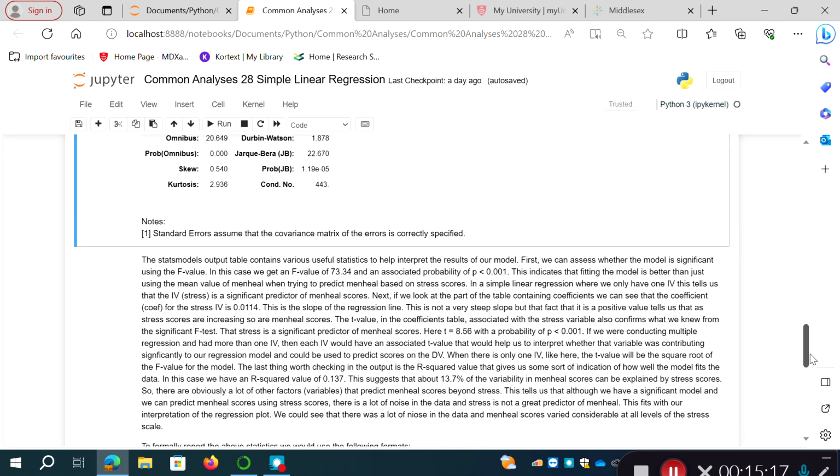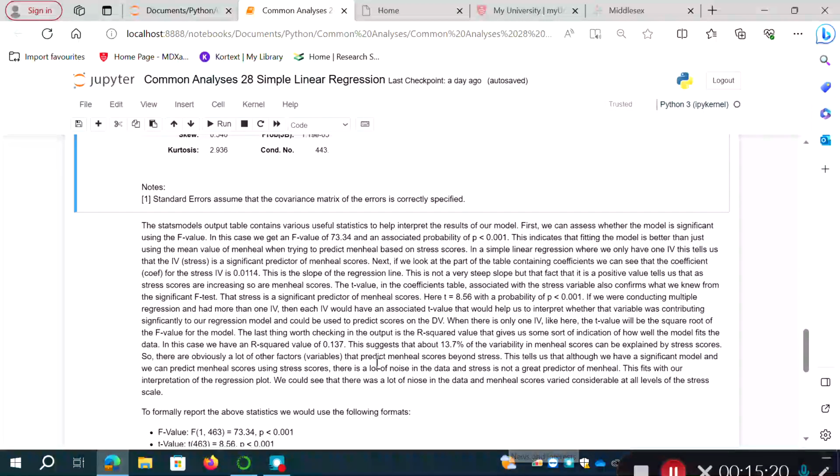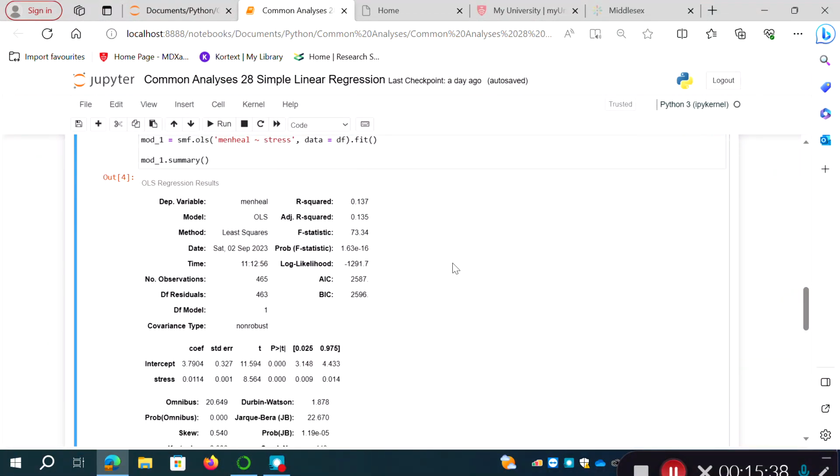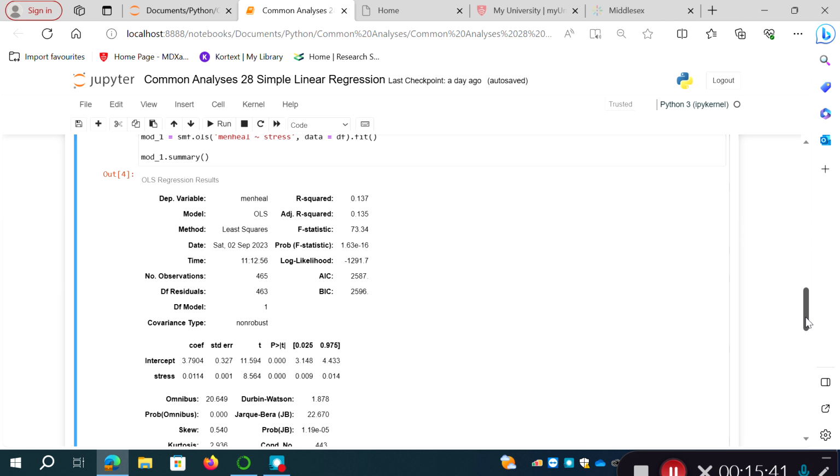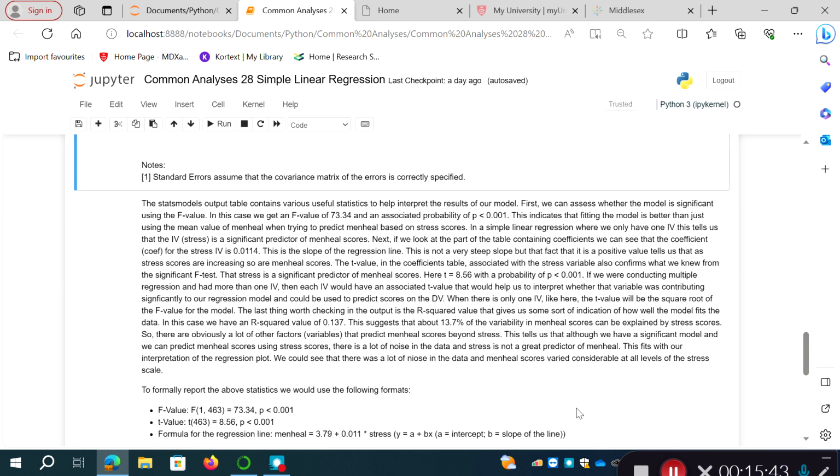Okay, so the last thing worth checking in the model fit part of the table is the r squared value, and that gives us some indication of how well the model fits the data. It gives an idea of the variance explained. So in this case we have an r squared value of 0.137, so let's look at that if we go to the top. 0.137. That suggests that about 13.7% of the variability in mental health scores can be explained by scores on that stress variable.